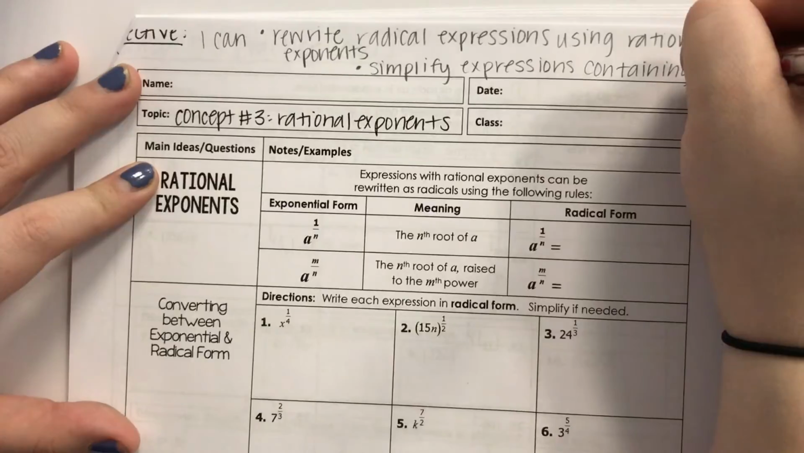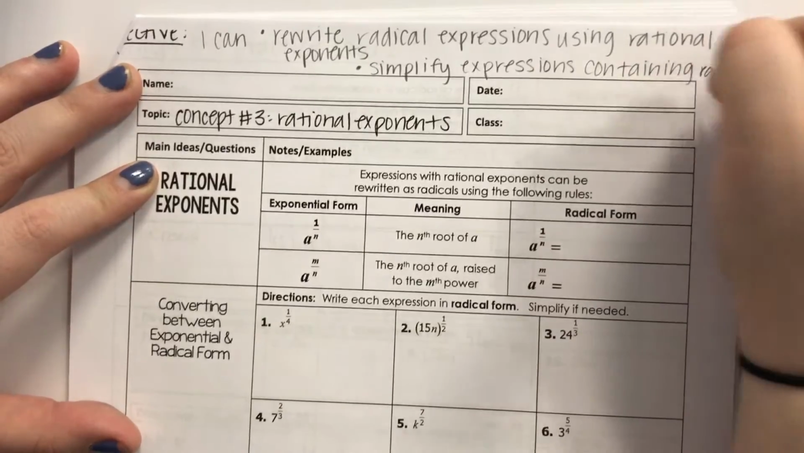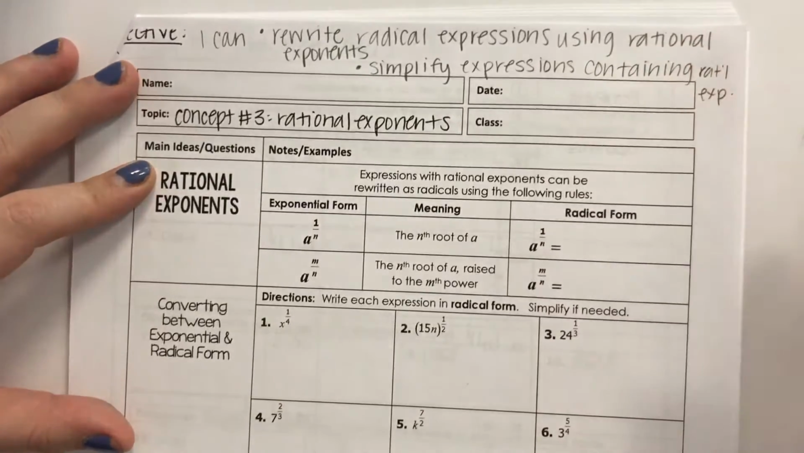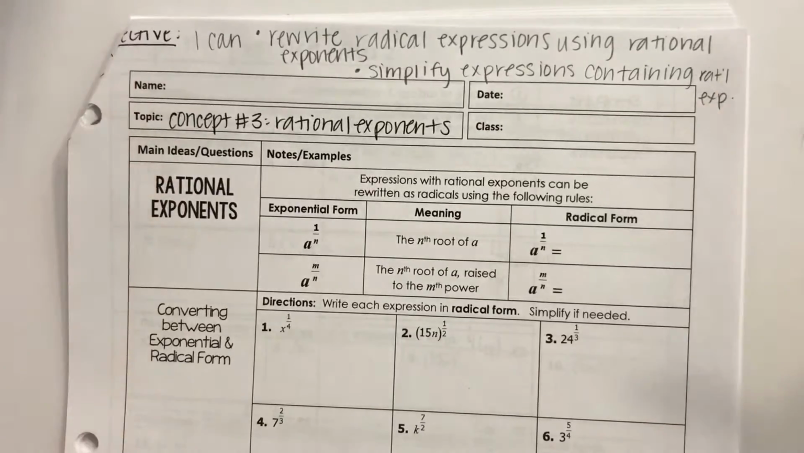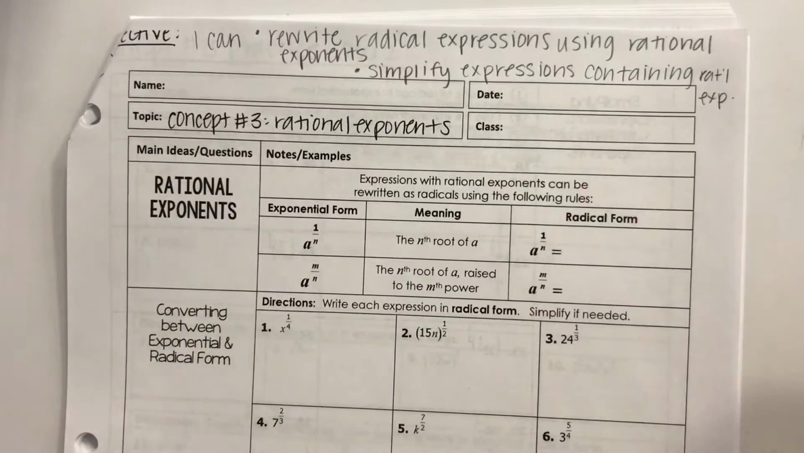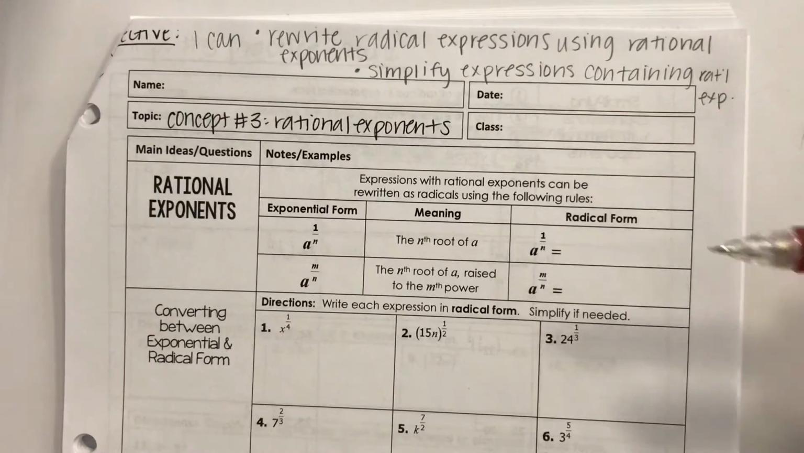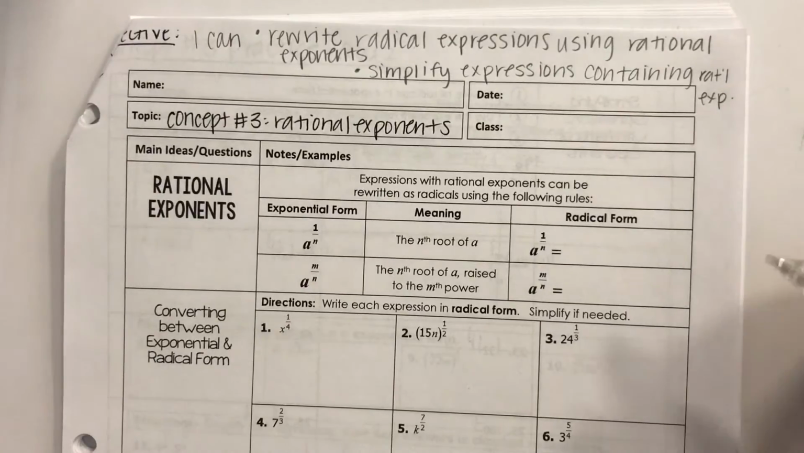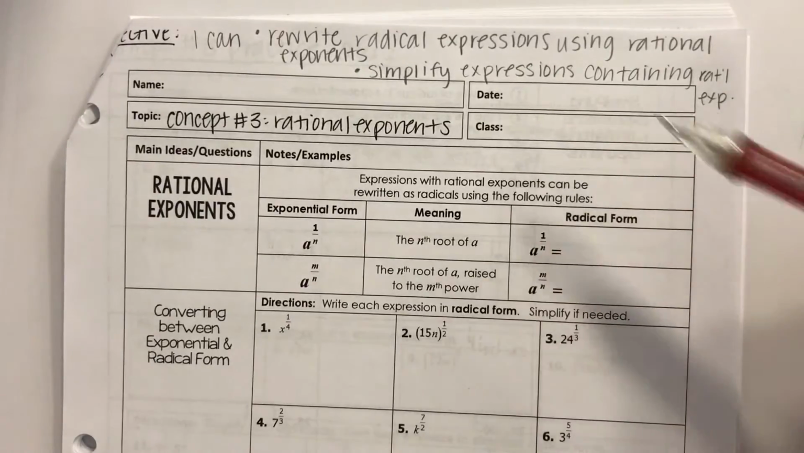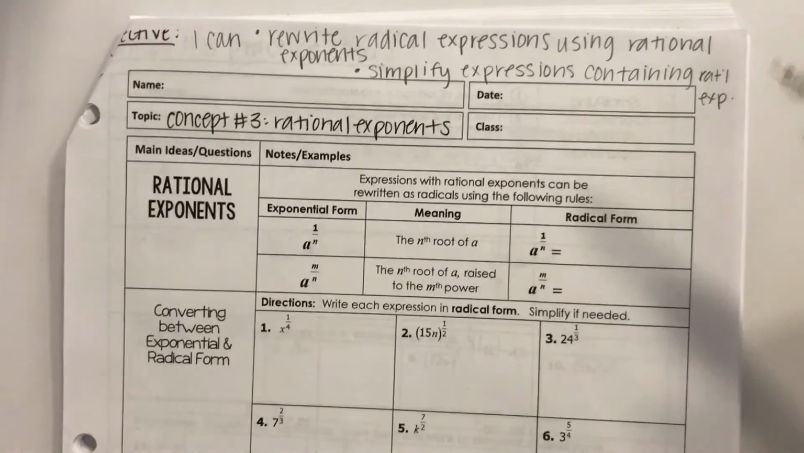Oh, I'm going to run out of room. Rational exponents. Okay, I just abbreviated rational. So those are our two objectives. So we can rewrite radical expressions using rational exponents because they are related. And then we can simplify expressions containing rational exponents.